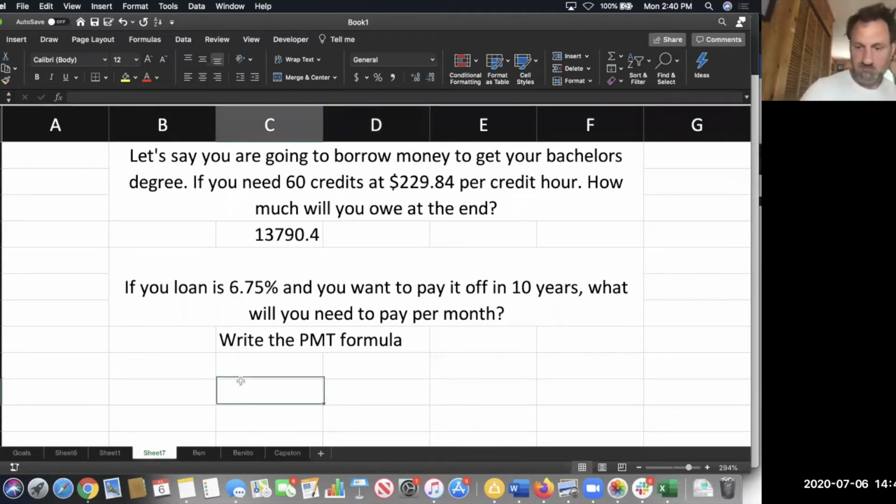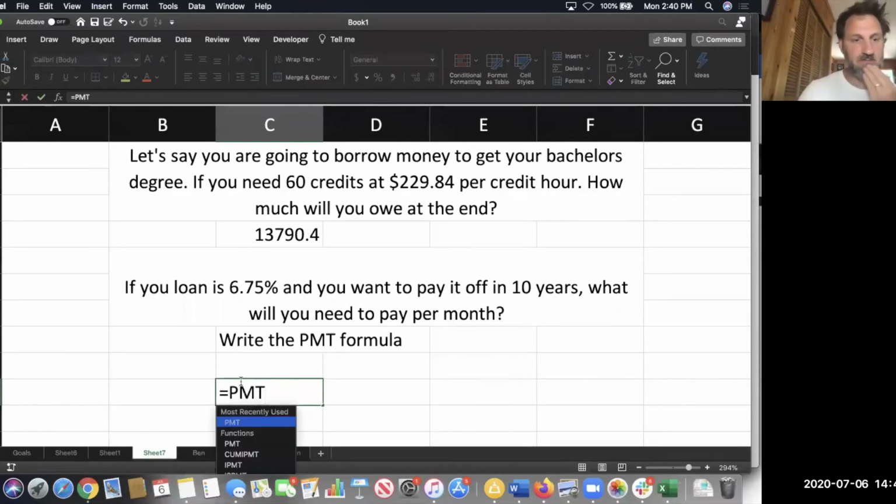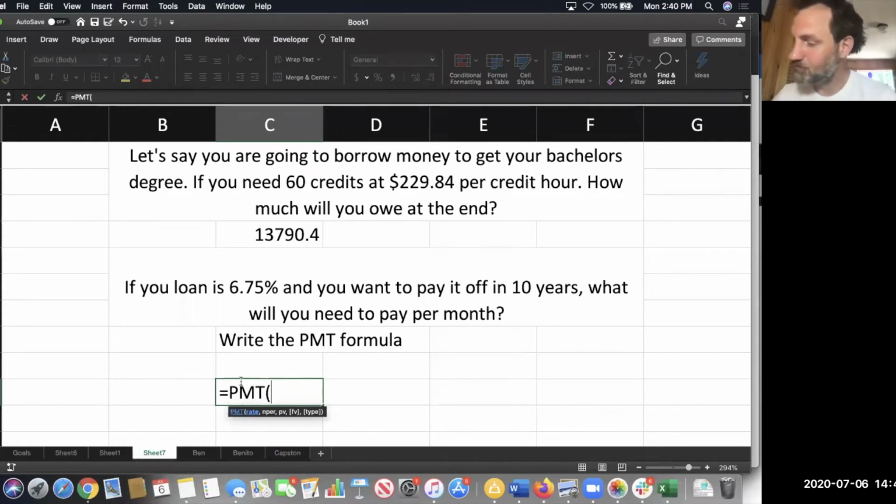So first thing you would have is the equal sign. Then you'd have the PMT. Then you'd have the open parentheses. And then what comes next? 0.0675 divided by 12. Yep. Okay. And again, if you wrote that as 6.75 with the percent sign behind it, Excel's fine with that. But you can also turn it into a decimal. That's cool too. All right.